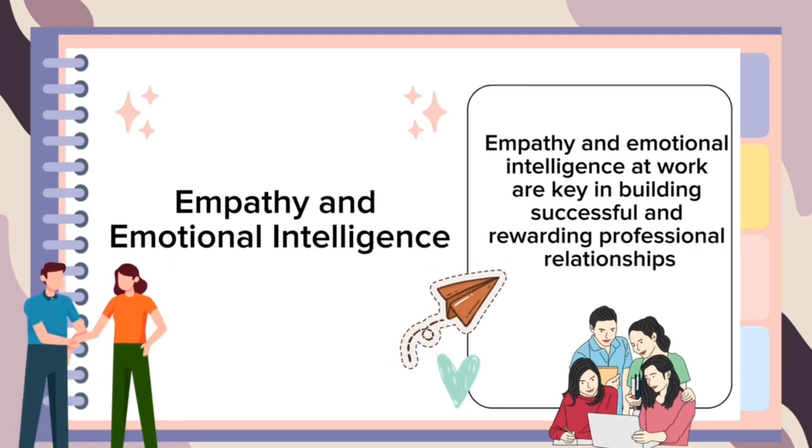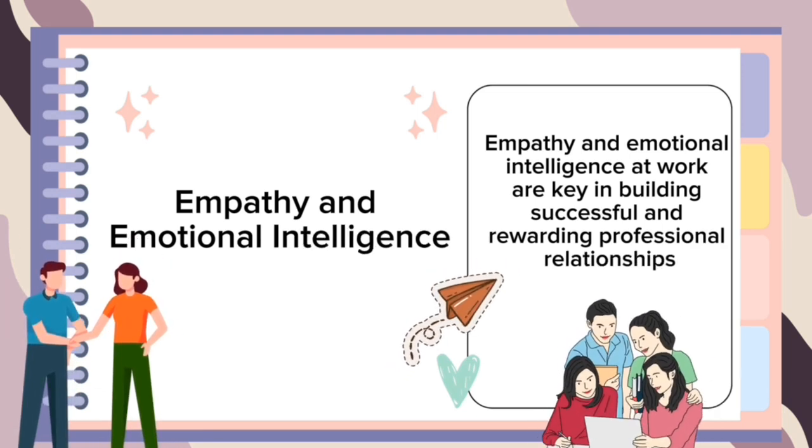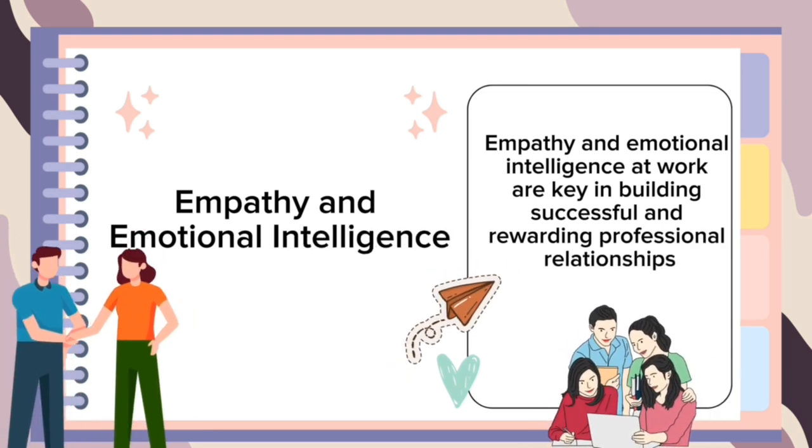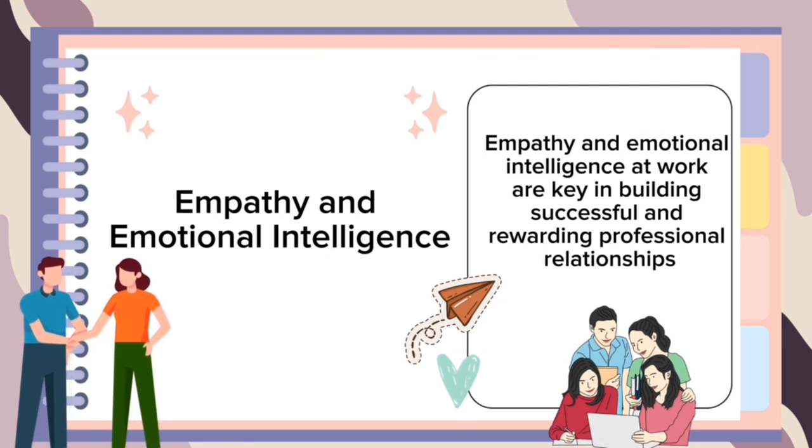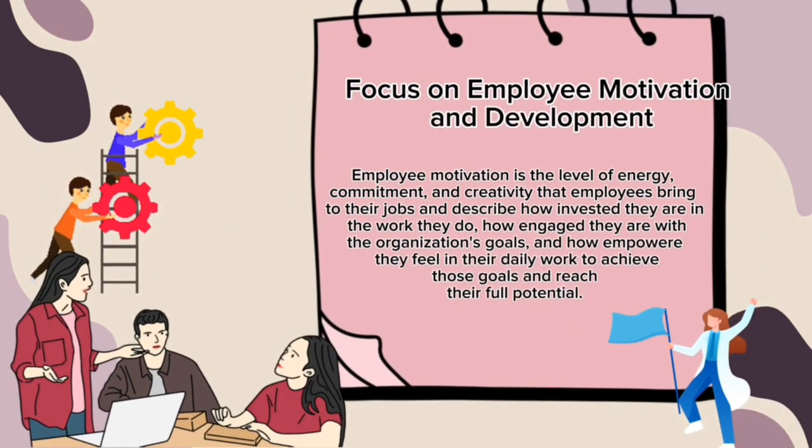Empathy and emotional intelligence. Emotional intelligence is the ability to recognize, understand, and manage both your own emotions and the emotions of others. It involves being aware of how emotions influence thoughts and behavior, and using the awareness to navigate social interactions effectively. They understand and respond to the emotions of their team members, fostering a supportive and inclusive work environment.